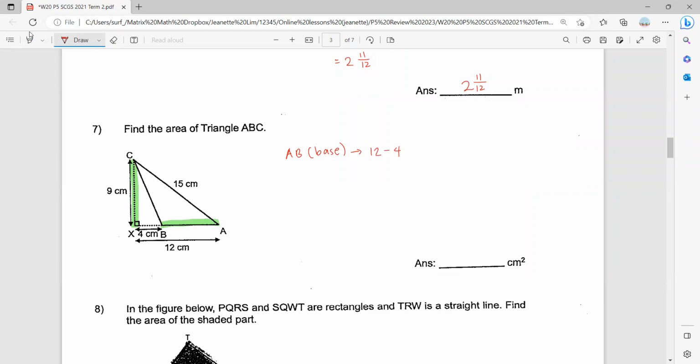-12 minus 4. So this is 8 cm. Then we just take half times base times the perpendicular height, which is 9. So half times 8 is 4. So 4 times 9 is 36. Answer 38 square cm.